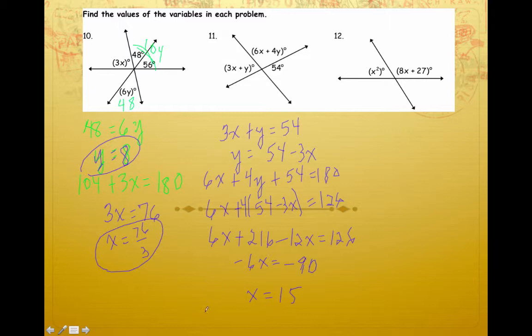But y is 54 minus 3x. So 54 minus 3 times 15, which is 45, so 9.